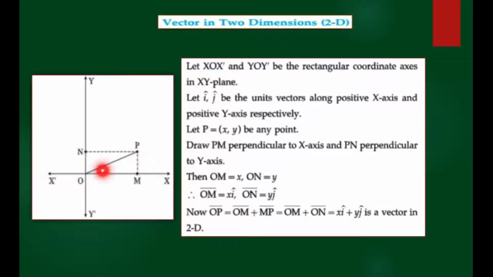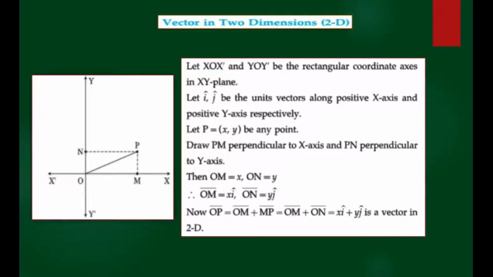This MP we replace by ON. So OM bar plus ON bar equals xi plus yj, which is a vector in 2D. So this point P is represented in vector form as r bar equals xi plus yj, because we consider vector OP bar, that is the position vector of P with respect to O, as r. So we write here r bar equals xi plus yj.